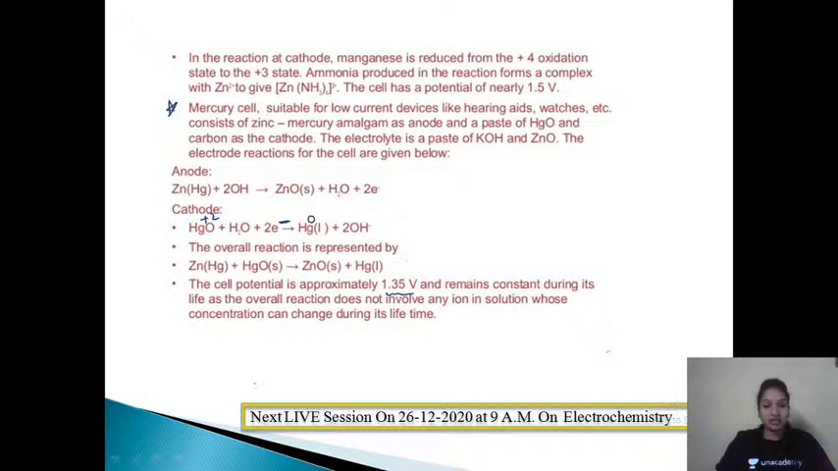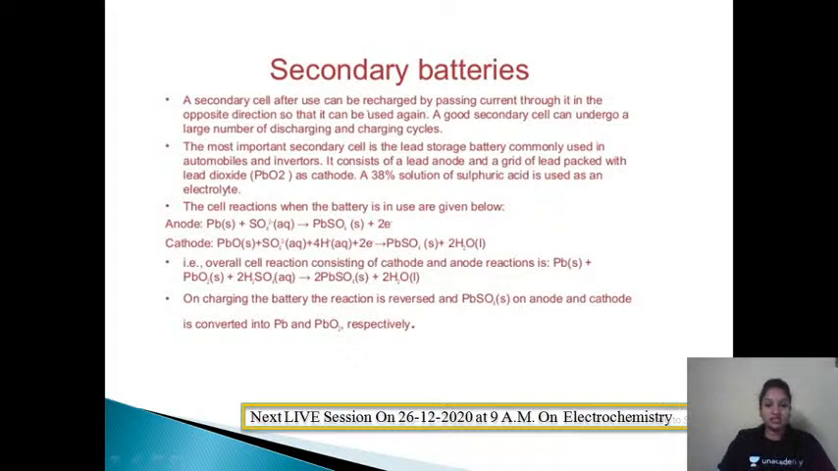Let us move to the next type of cell, that is secondary cells. Secondary cells are the ones which can be recharged again by passing current through them in the opposite direction. A best secondary cell is one which has a large number of charging and discharging cycles, meaning it gives you more discharge and charging cycles. Now the most common secondary cell is the lead storage battery. As the name suggests, it is made up of lead and it is used in automobiles, that is vehicles, and inverters.